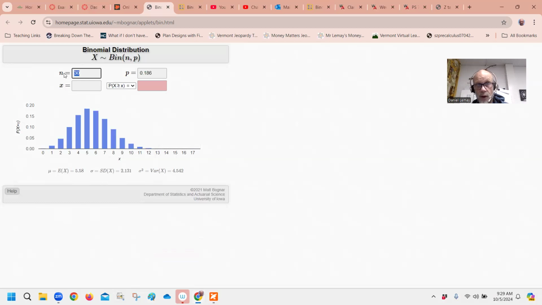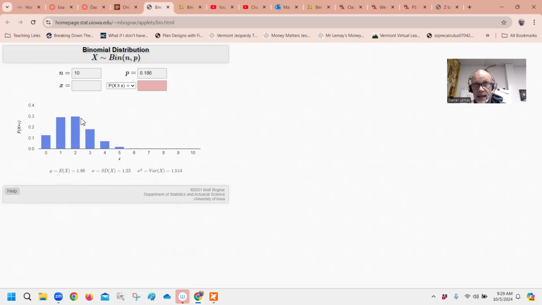I mean, if this were, let's cut this down to 10, say. If it's 10, clearly it's not symmetric. And 10 times 0.186 is only 1.86. That's not greater than 5. So that wouldn't be valid to use that shortcut. We'd have to go use a GigaCalc calculator for that, okay? So anyways, let's go back and answer that.